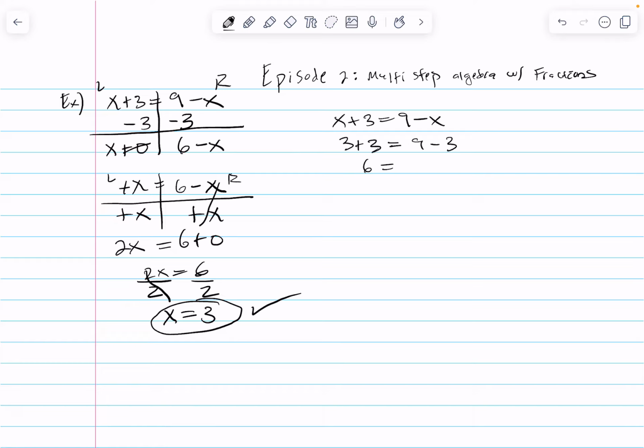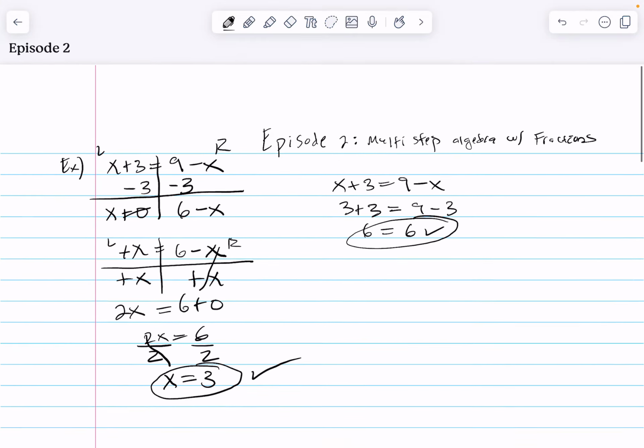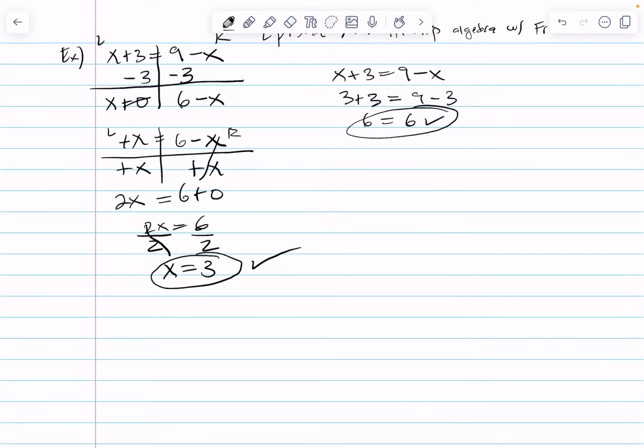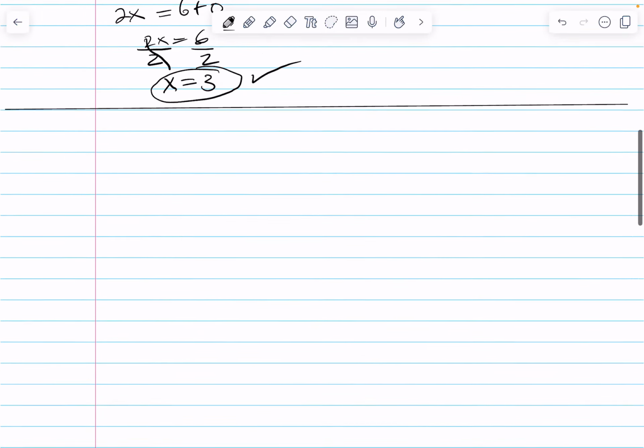So 6 on this side, 6. We know it's right because they both equal each other. And that is the first part of multi-step algebra. Yeah, pretty simple so far, but let's have a new example where we will ramp up the difficulty a little bit more.